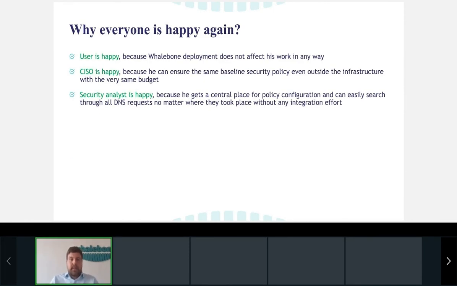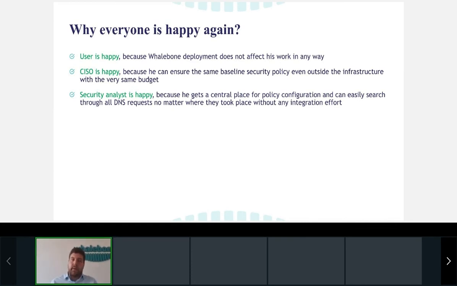It means why everyone is happy again. The user, from our point of view, is happy because the deployment does not affect the user's work in any way. The user works and uses the computer in the very same way as before. The only thing that happens to the traffic on the laptop is that all the DNS traffic is handled via our cloud resolvers and is protected. But the feedback is that the user is not even aware of that. There is no impact on user experience.